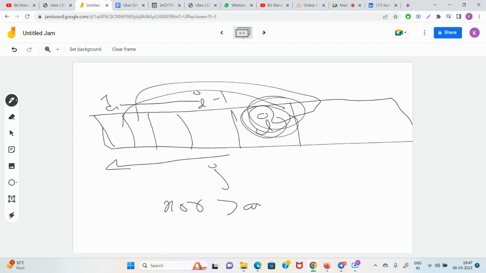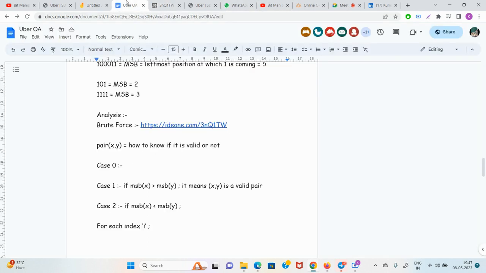XOR will be greater than AND, and it means it will be a valid pair, guys. So X comma Y is a valid pair. And Prathamesh, be active till the end, I will be asking you only. Thank you so much, guys.